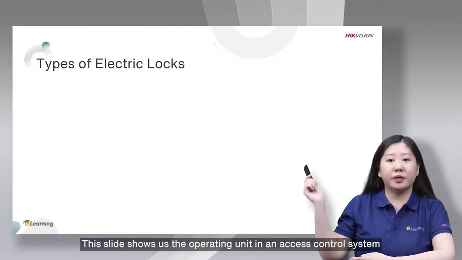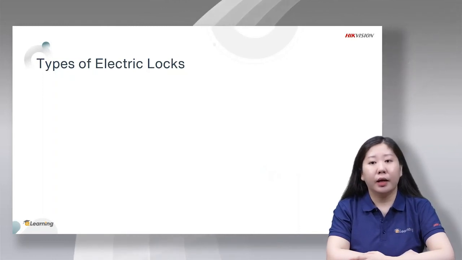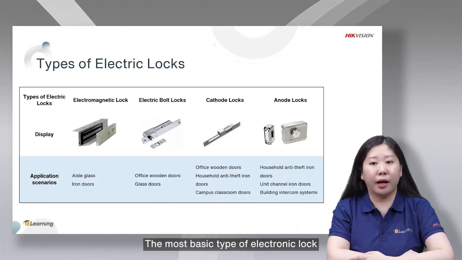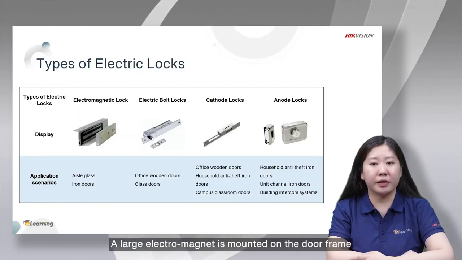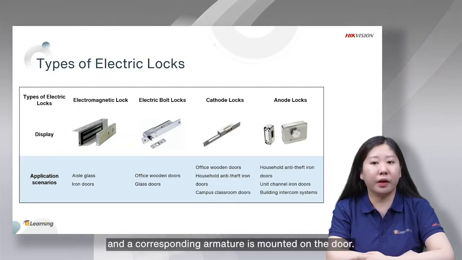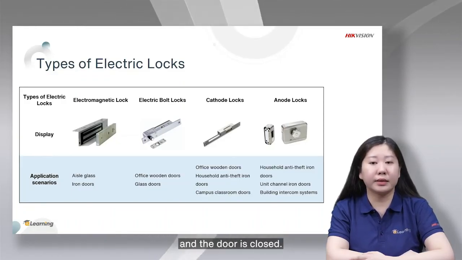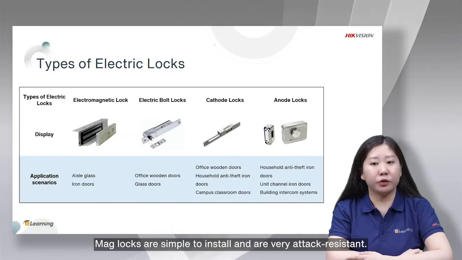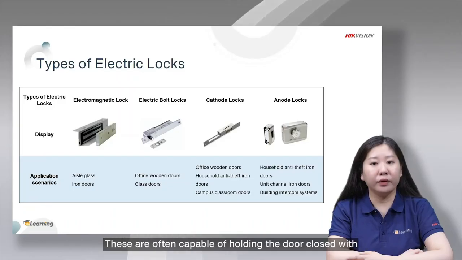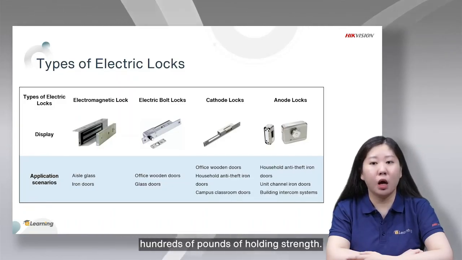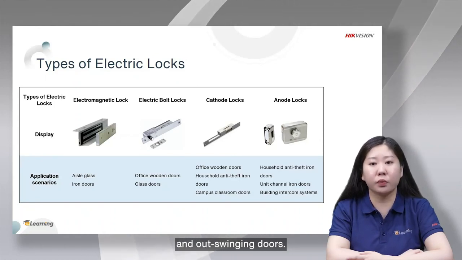Well, this slide shows us the operating unit in an access control system, which is the electric lock. The most basic type of electronic lock is a magnetic lock, also called a mag lock. A large electromagnet is mounted on the door frame, and a corresponding armature is mounted on the door, so that when the magnet is powered the door is held closed. Mag locks are simple to install and very attack resistant. They are often capable of holding the door closed with hundreds of pounds of holding strength. The magnetic lock is suitable for both in-swing and out-swing doors.